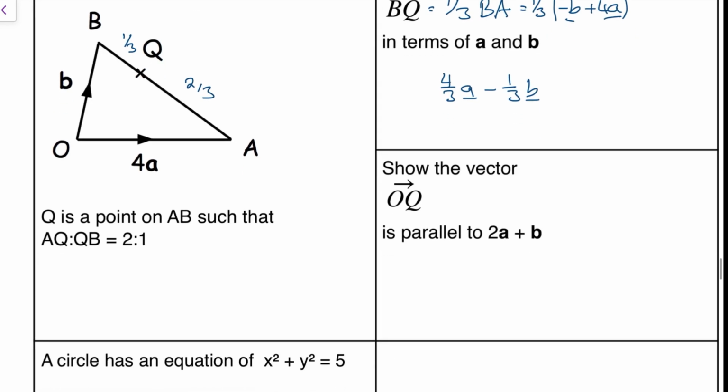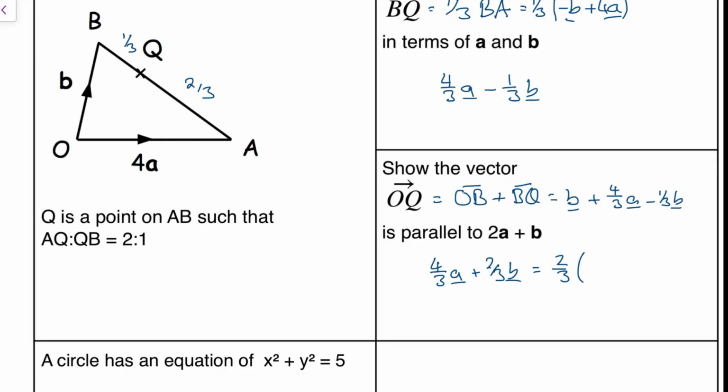Next part of the question, show that the vector OQ is parallel to 2A plus B. So in other words, I just need to find OQ and show it's a multiple. So OQ is going to be OB that I know, plus BQ that I've just worked out. OB is B. Then I'm going to add on the thing I've just worked out, which is going to be 4/3 of A minus a third of B. Now, 4/3 of A is 4/3 of A, and B minus a third of B is going to be plus 2/3 of B. If I go a stage further, if I take 2/3 to the outside, that's going to give me 2/3. Well, 2/3 times 2 is 4/3, so that's going to be 2A. Plus 2/3 divided by 2/3 is 1, so plus B.